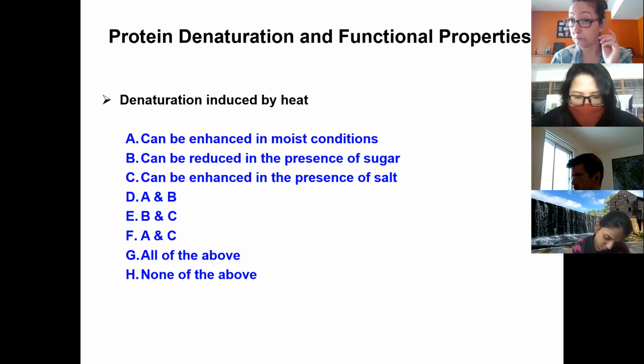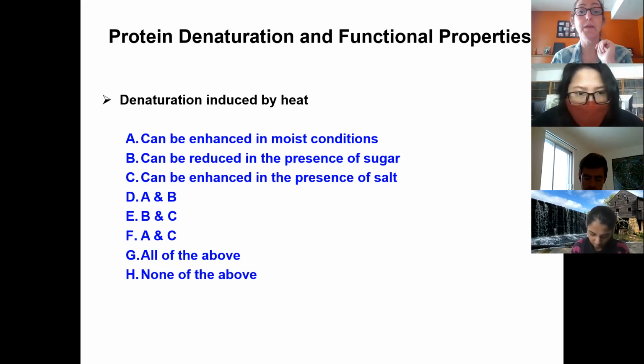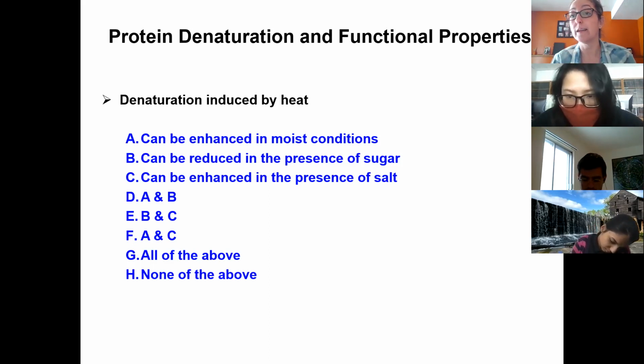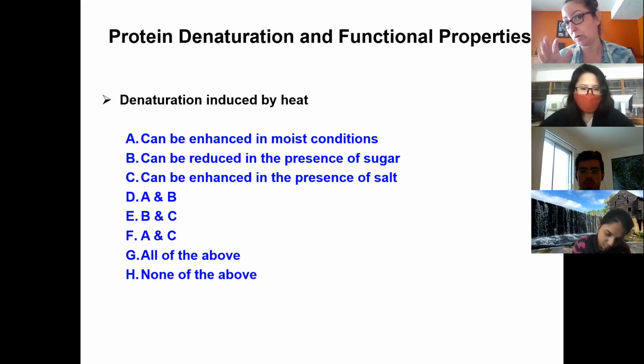Can be reduced in the presence of sugar. Yes, small sugar can stabilize the protein, bind lightly with the protein on the surface, allows for more water interactions. Can be enhanced in the presence of salt. Certain salts result in enhanced denaturation by binding very strongly to the protein. So it depends on the type of the salt. So the answer, because it says can be, all of them are correct. Okay, and we're going to talk about each one of those individually, of course.